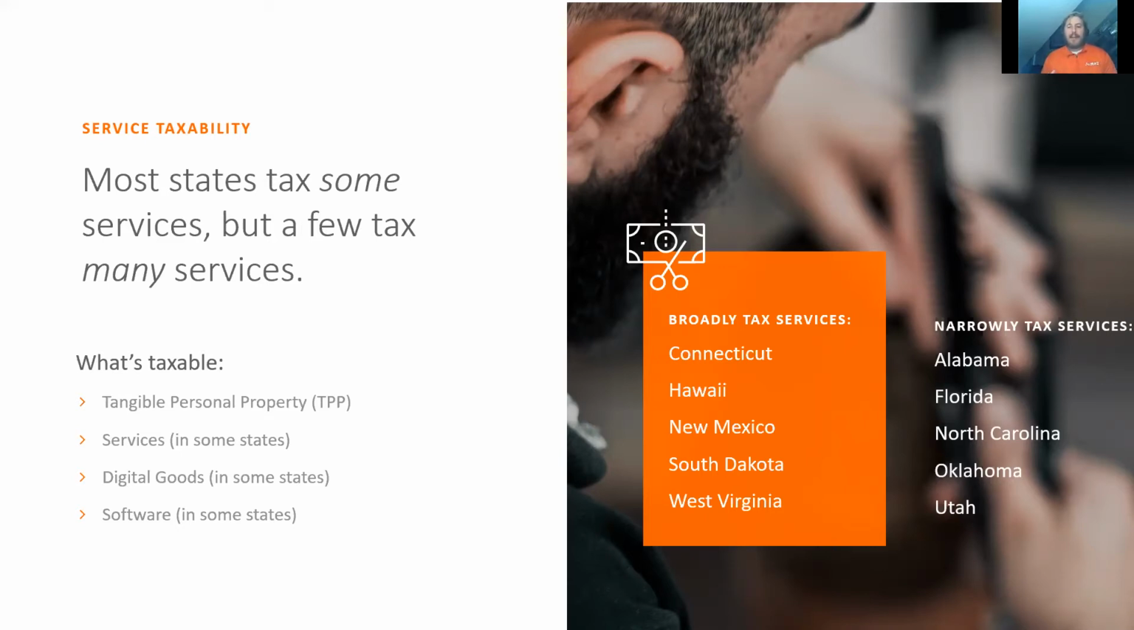And so having a system in place built into your Sage system is what a lot of folks leverage the Avalara tool to do, and keep track of kind of the mundane task of understanding where certain products are taxable. So as you can see over here on the right-hand side in orange, we have broad tax services, the taxability of them: Connecticut, Hawaii, New Mexico, South Dakota, and West Virginia. And then narrowing it down, Alabama, Florida, North Carolina, Oklahoma, and Utah. So it can vary based on how broad or how narrow the particular product is that you're selling, and it can vary from state to state.